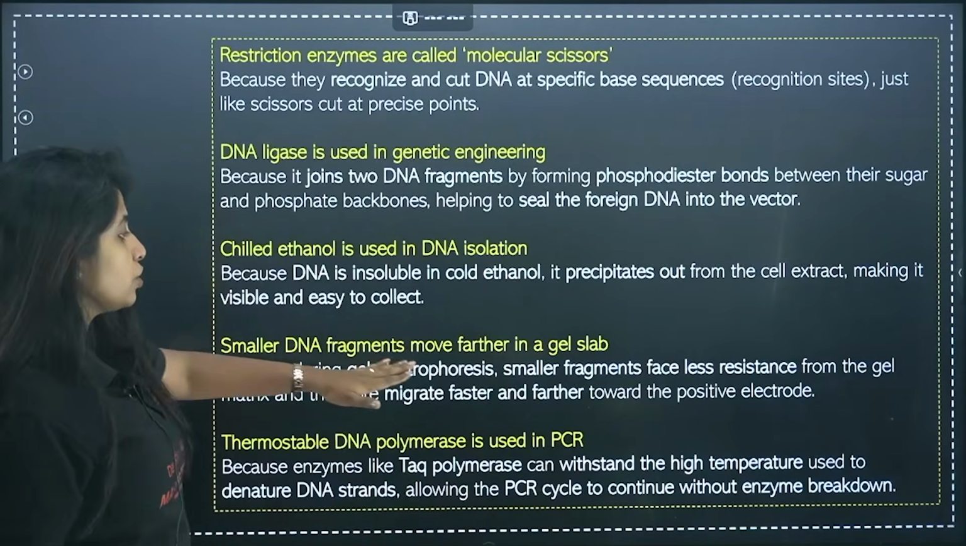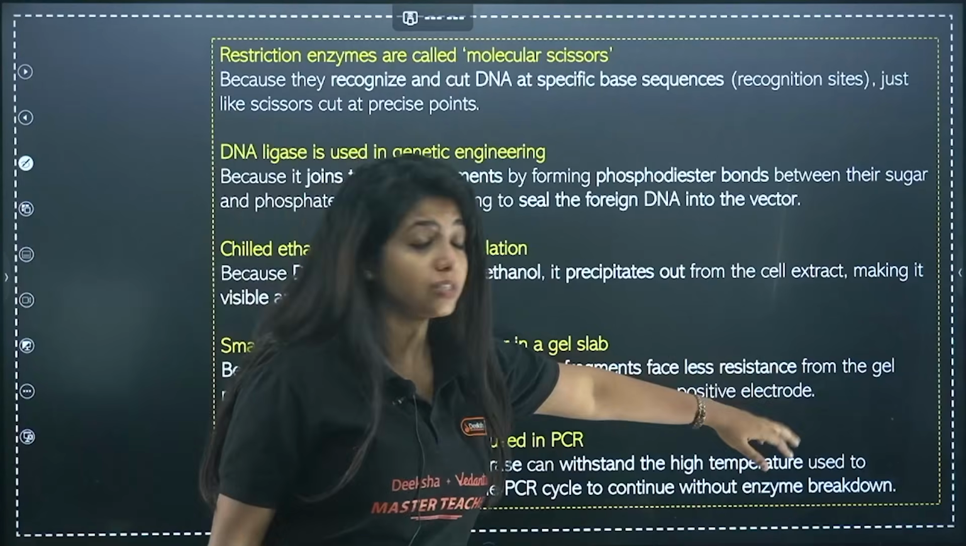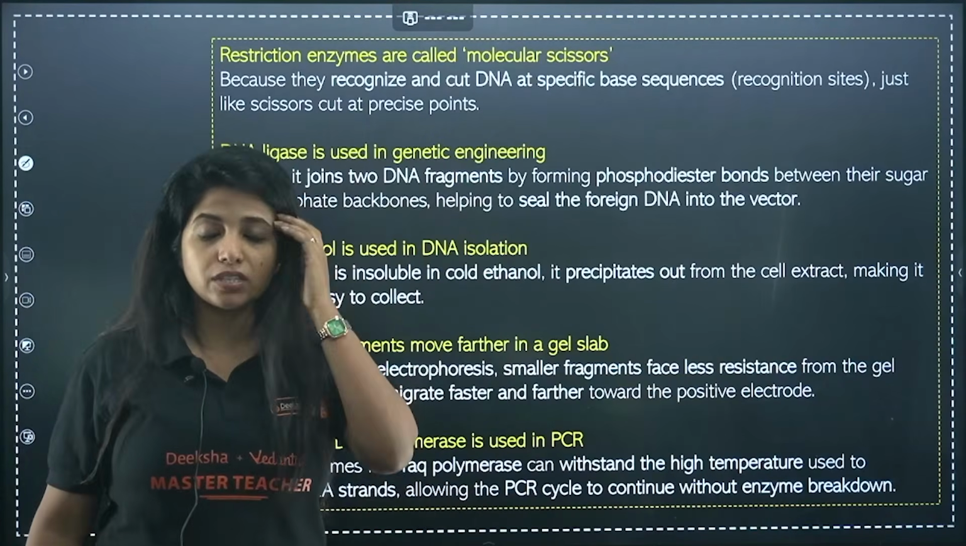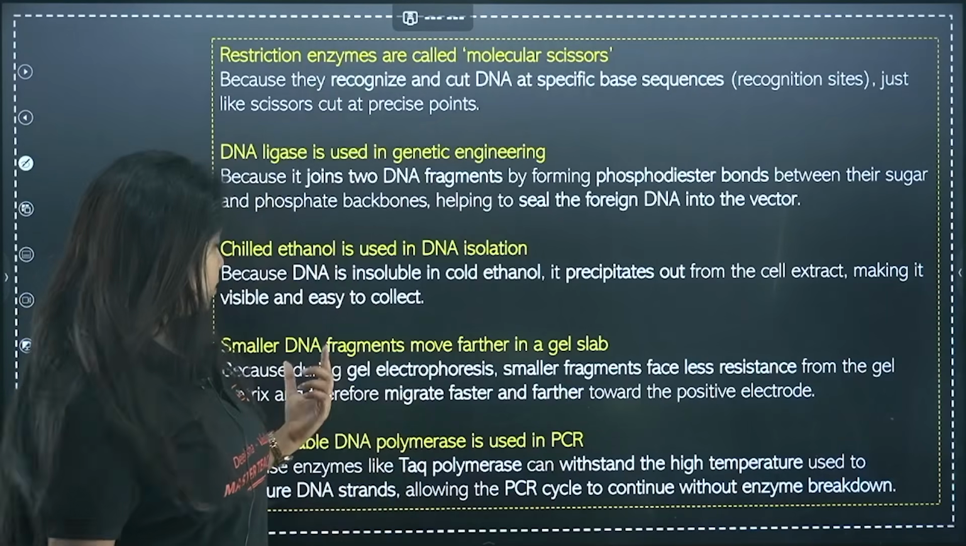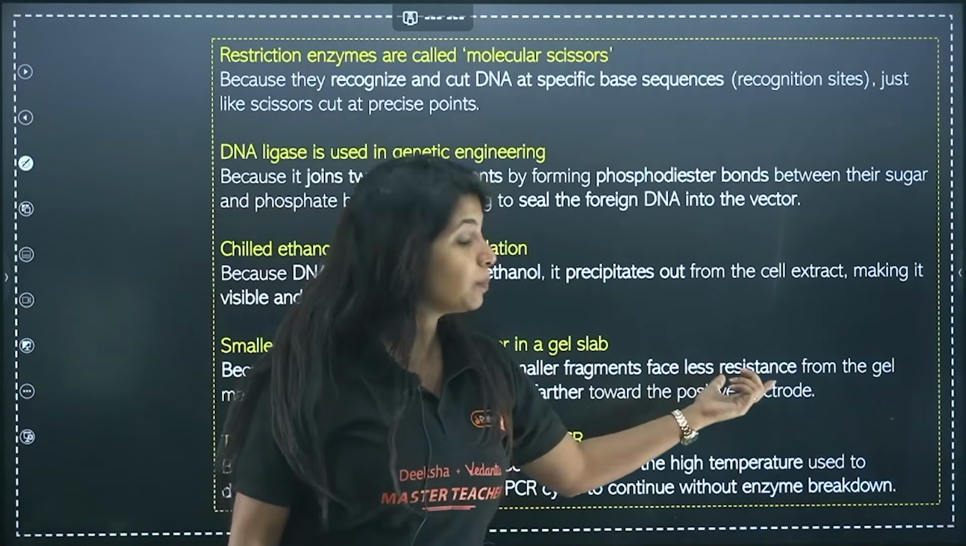Now over here, during gel electrophoresis, smaller fragments face less resistance. Yeah, that is also a thing. It faces less resistance. If you're talking about bigger fragments, obviously they will face more resistance, and therefore smaller fragments migrate faster and farther towards the positive electrode.